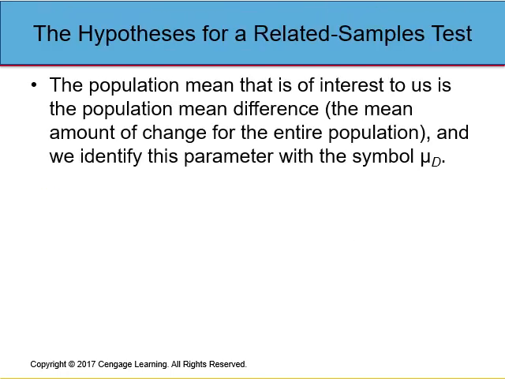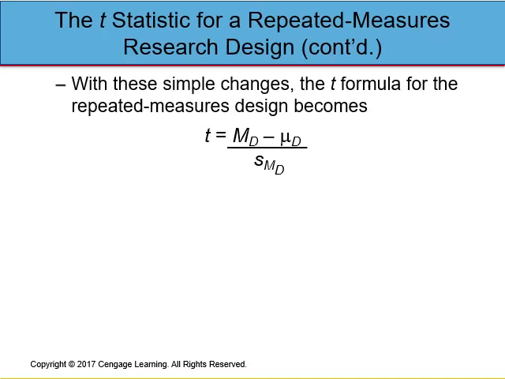Let's look at the hypothesis for a related samples t-test. The null hypothesis just says the mean difference is equal to 0. That means there's no difference between the first set of scores and the second set of scores. The research hypothesis says the mean difference is not equal to 0. So there is a difference between the first set of scores and the second set of scores. Remember, this t-test only uses 2 sets of scores.